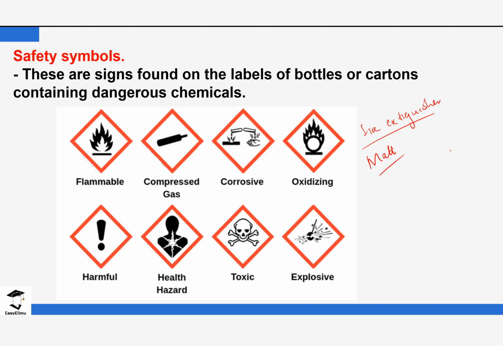And also we have safety symbols that are on bottles and containers, and they tell us more about what is in the container. So we have a flammable symbol, we have the compressed symbol and the corrosive symbol. Oxidizing means when you expose it to the atmosphere, it can react very badly with air. It can oxidize. We have harmful, health hazard, toxic and also explosive. It means it explodes very easily in air.